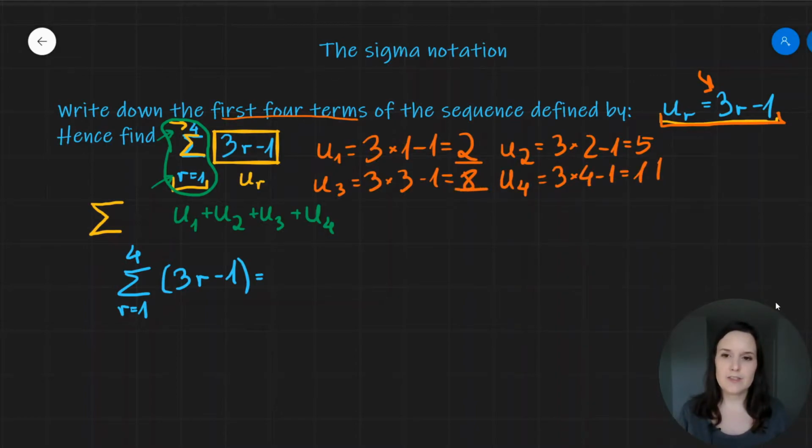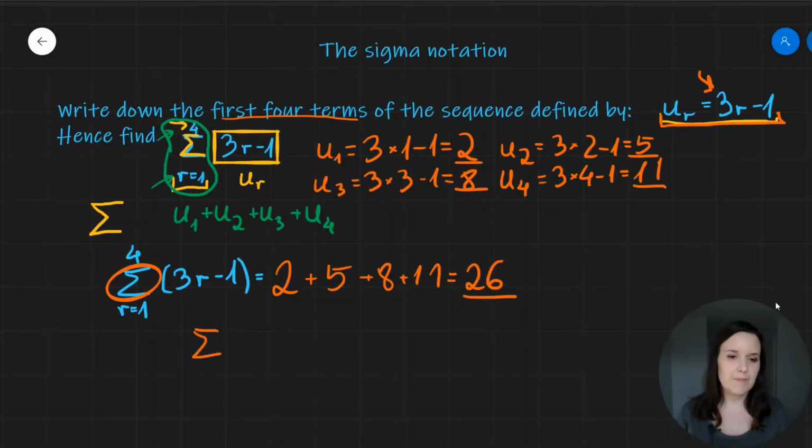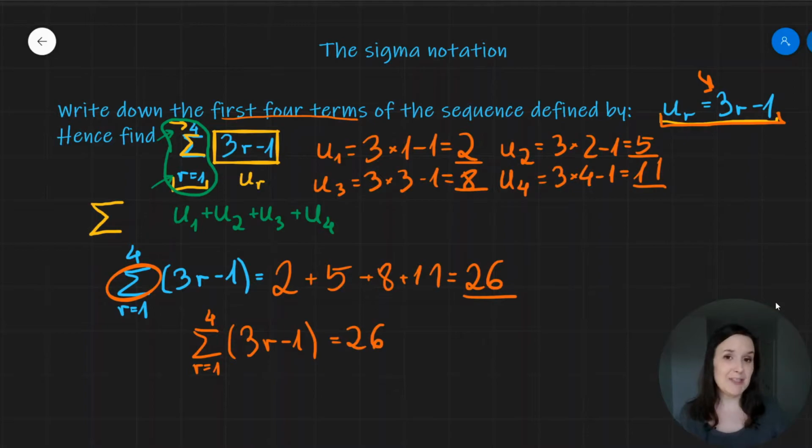These are the first 4 terms, and I add them: 2, 5, 8, and 11, to find the sum as I was asked to do here, and that would be 26. So the sum of the terms from the first one to the fourth one of the sequence u_r equals 3r minus 1 is 26. That's it. That's the sigma notation. Let's try another example.